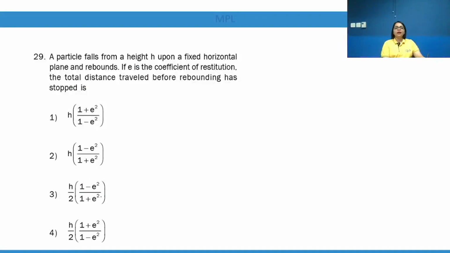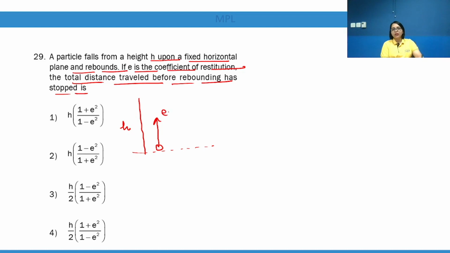Question number 29. A particle falls from a height h upon a fixed horizontal plane and rebounds. If e is the coefficient of restitution, the total distance traveled before rebounding has stopped is. So basically it will fall from a height h. After rebounding, it will gain a height of e square into h. It will come back with the same height.